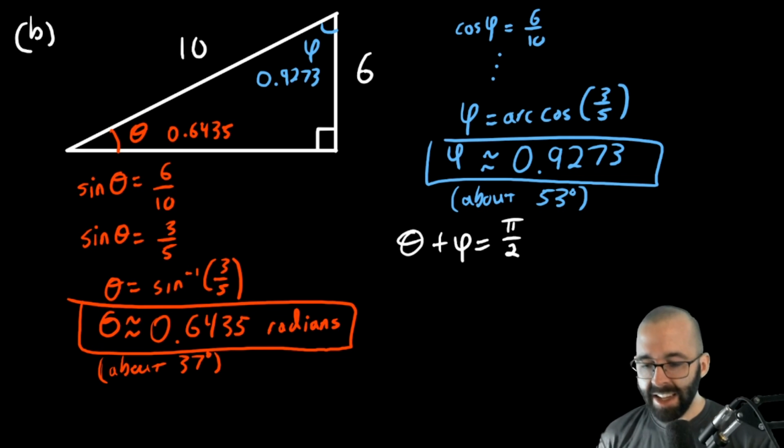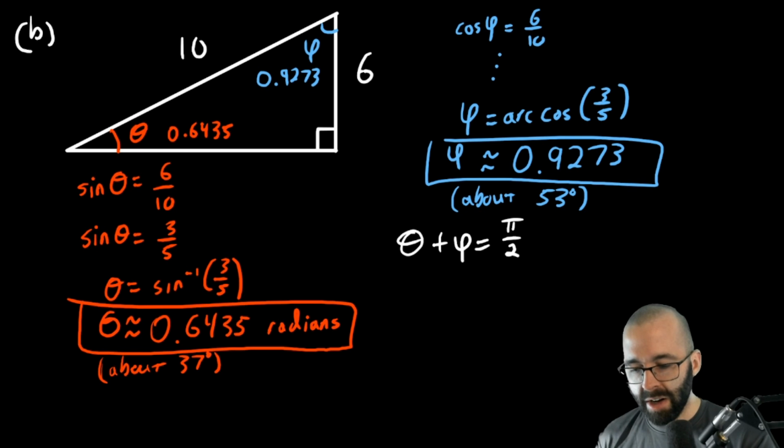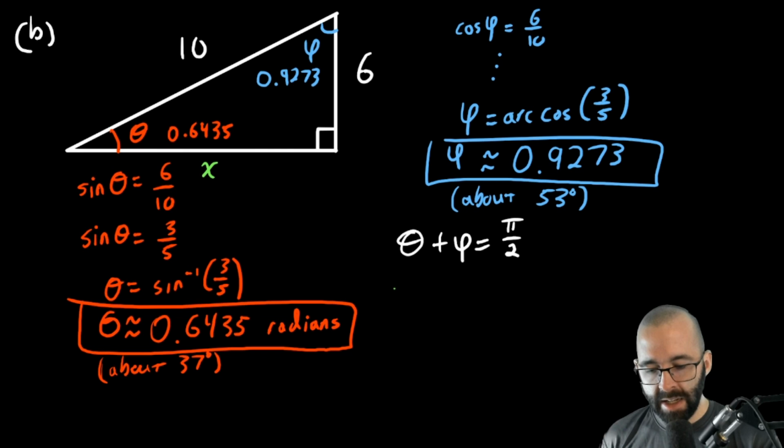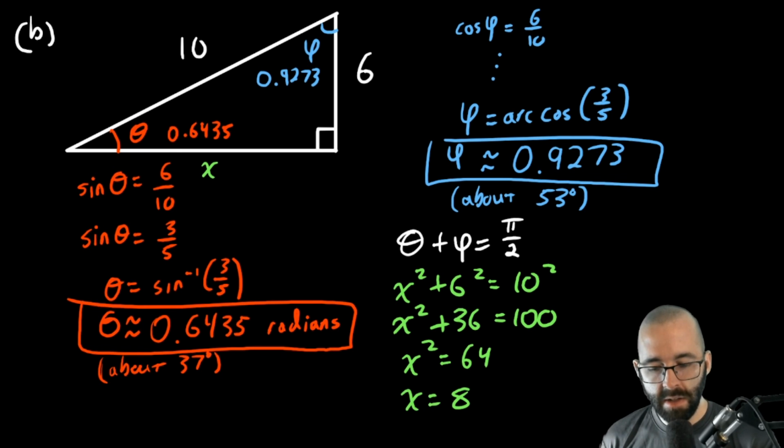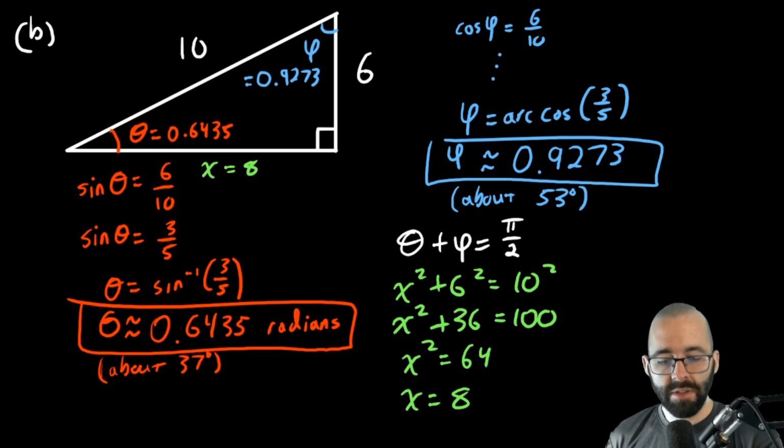All right. Last thing we need to do is find out what our x value is. Let's do that in green. Well, again, x squared plus 6 squared equals 10 squared. Simplify that out. Subtract 36. Take the square root. x is equal to 8. And there we go, just like that. We have solved the triangle.